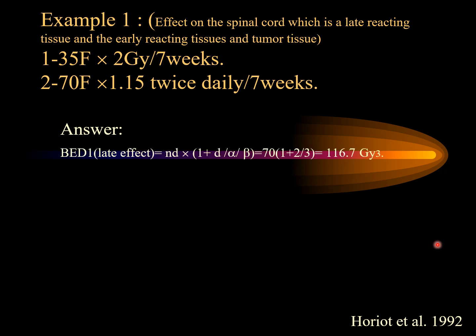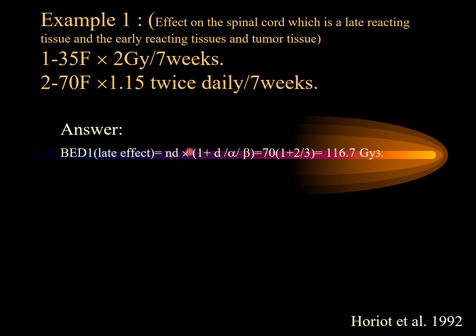Look at the first fractionation schedule, the BED. But when we are looking here at the late effect, your alpha beta ratio will be 3. You can take 3 or 2, that's fine, but you have to let us know which alpha beta ratio you used in your equation. Again, put the equation, and you have to write it several times so that you remember it.